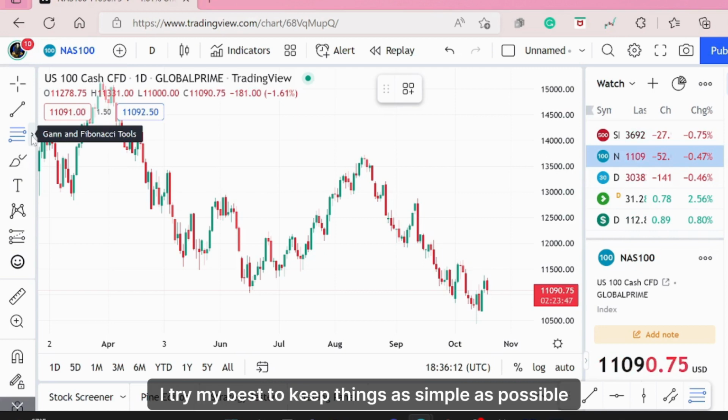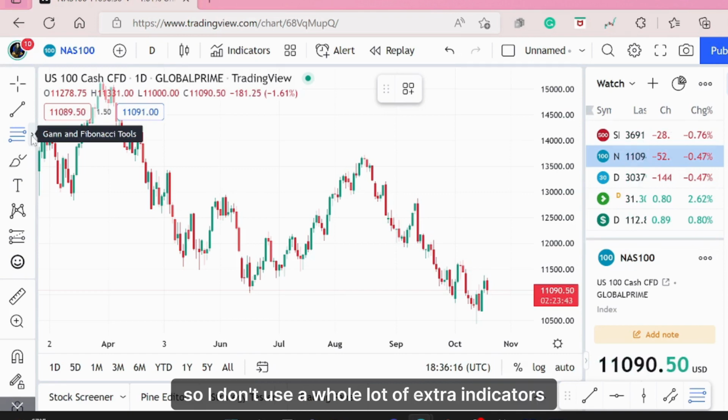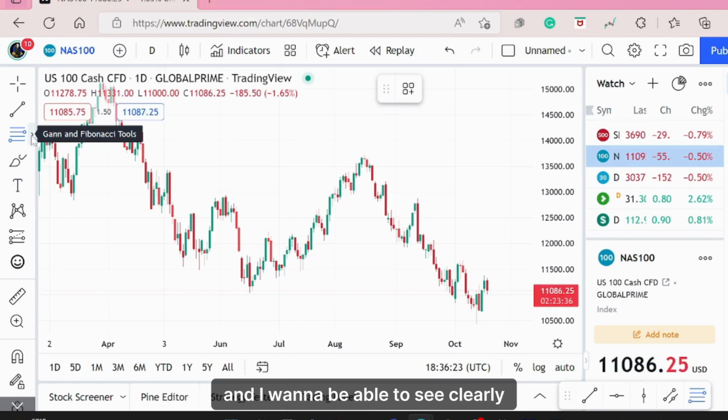I try my best to keep things as simple as possible when it comes to trading. So I don't use a whole lot of extra indicators, because it clouds my chart and I want to be able to see clearly what it is that I'm doing. Okay. Trading can be very, very simple. You just got to let it be that way. Okay. So those are what I use.